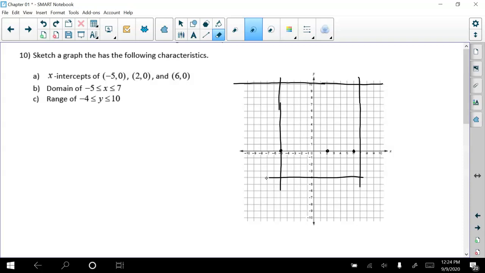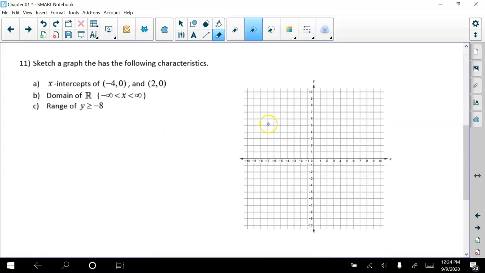So what I could do is, there's multiple correct answers. I'm going to go right away, just go all the way up, back down through this, all the way down, and then back up. And then I can have it stop here, and I'll put a closed dot at either of those points. That's not the only correct answer. That's one of the correct answers.